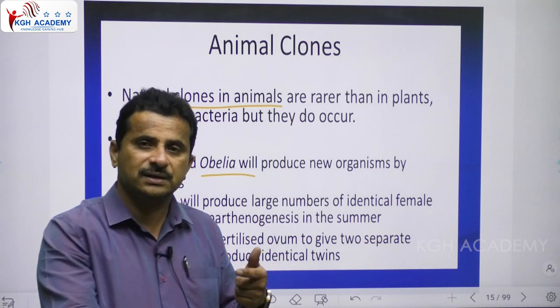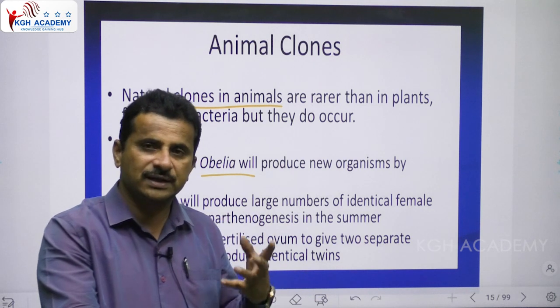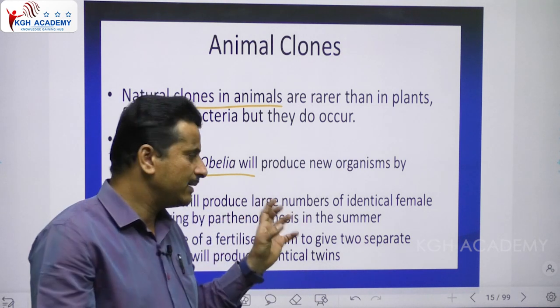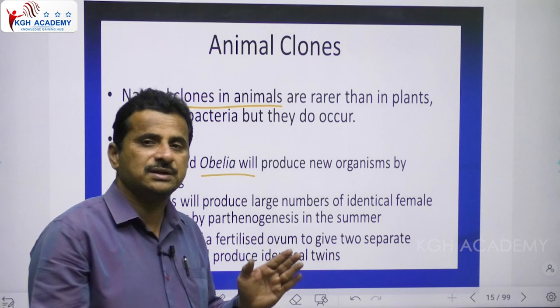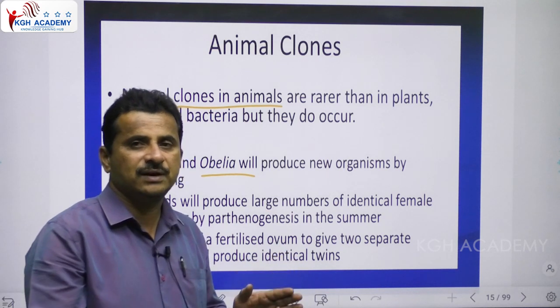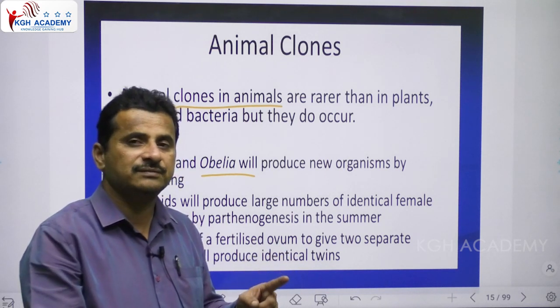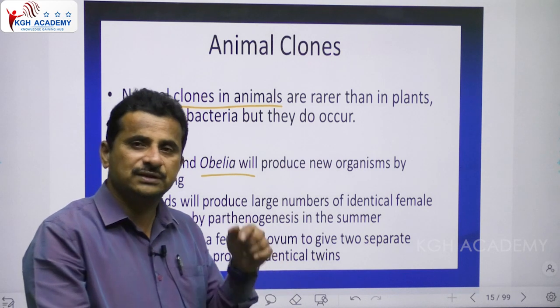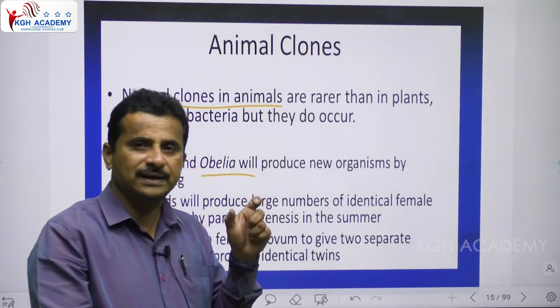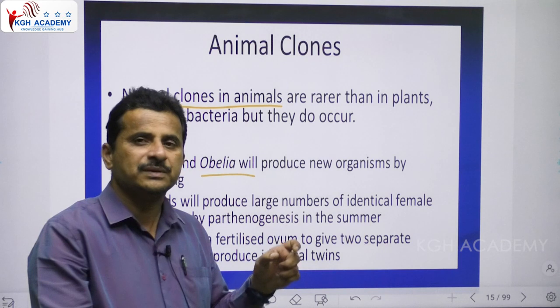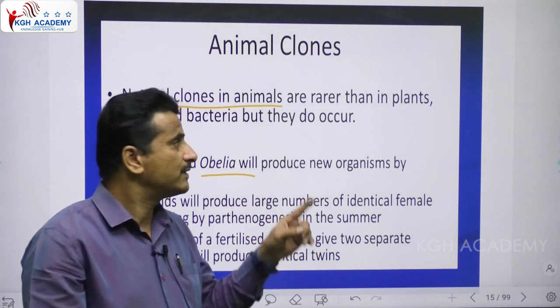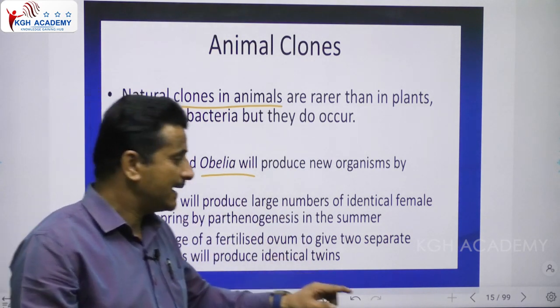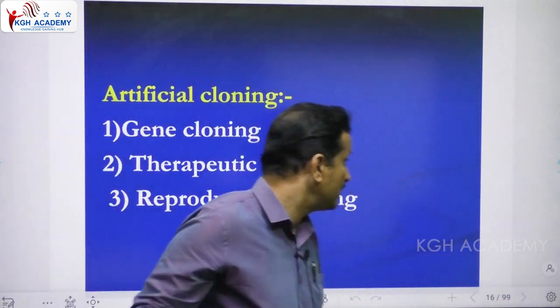Okay, in nature, because of some reasons, an embryo splits into two parts, and that's why two identical twins are formed. This is also an example of natural cloning. So without our interference, naturally in nature, clones are produced. That's why these are called natural clones or natural cloning.